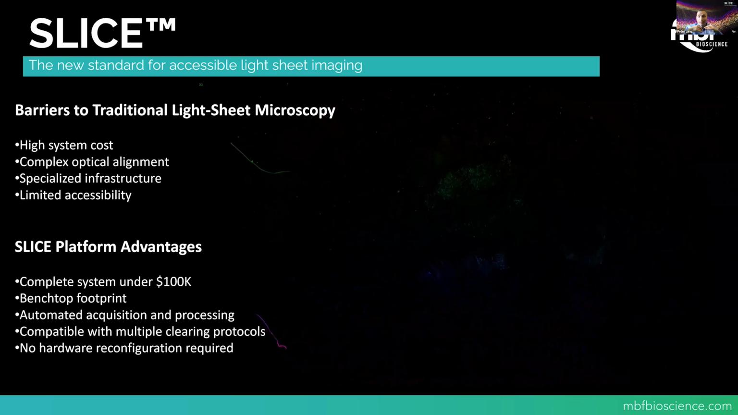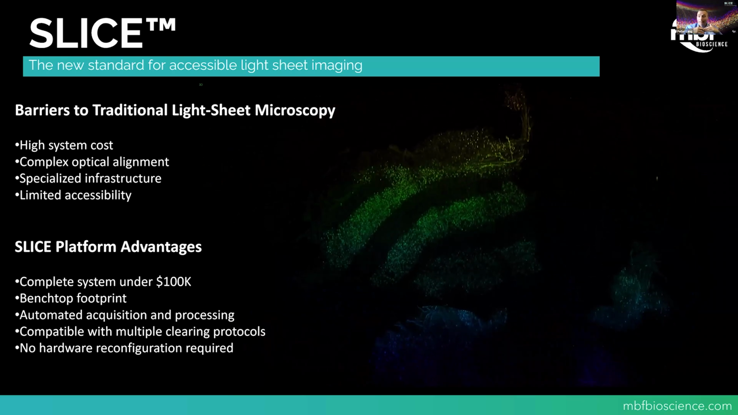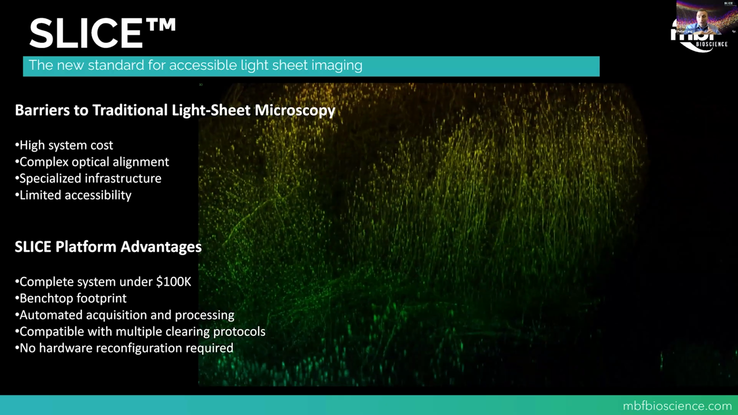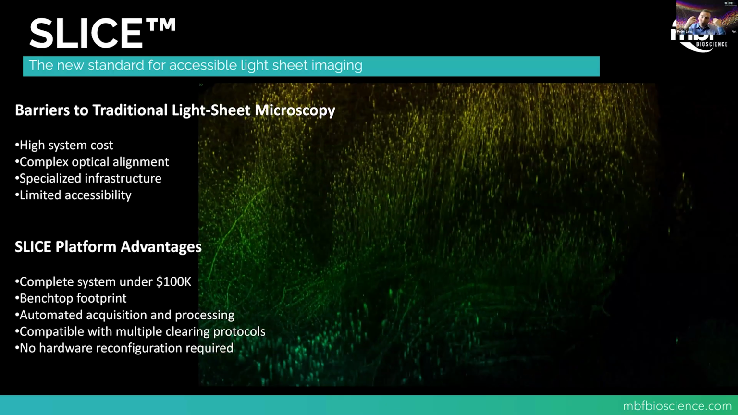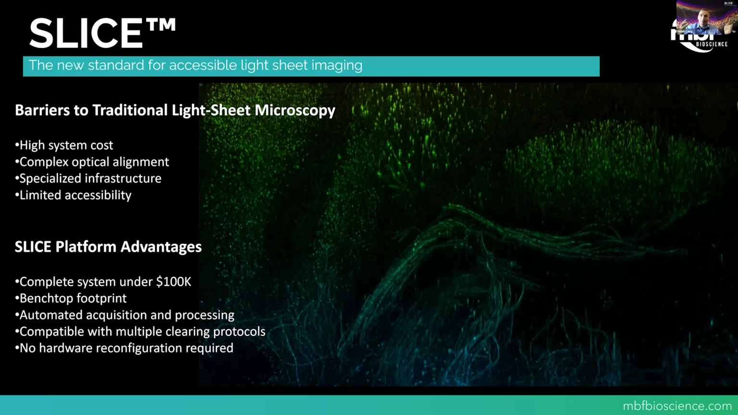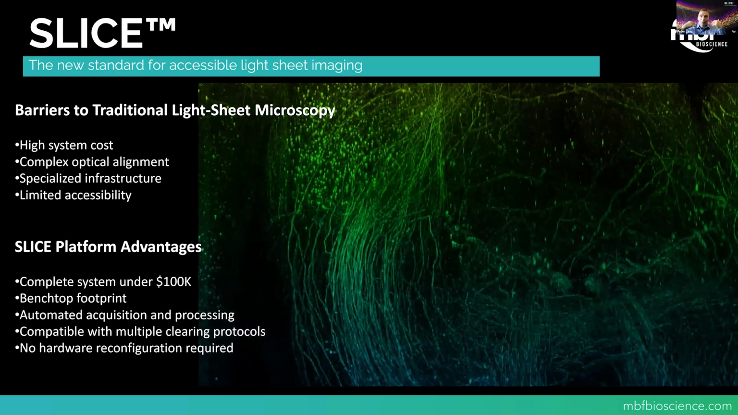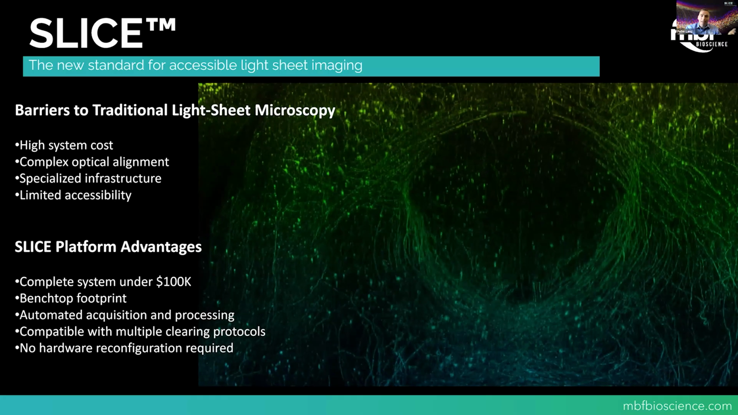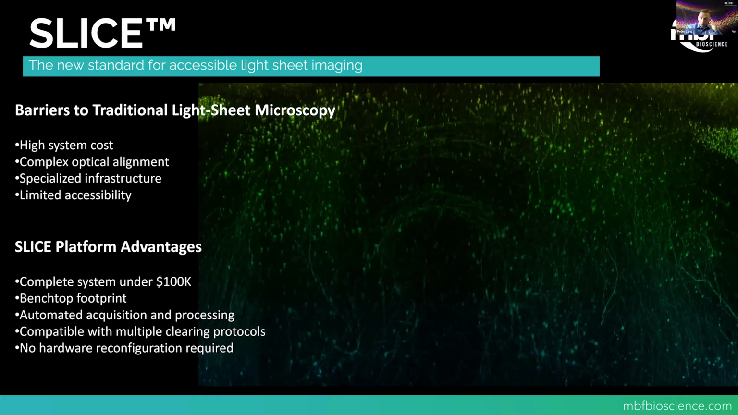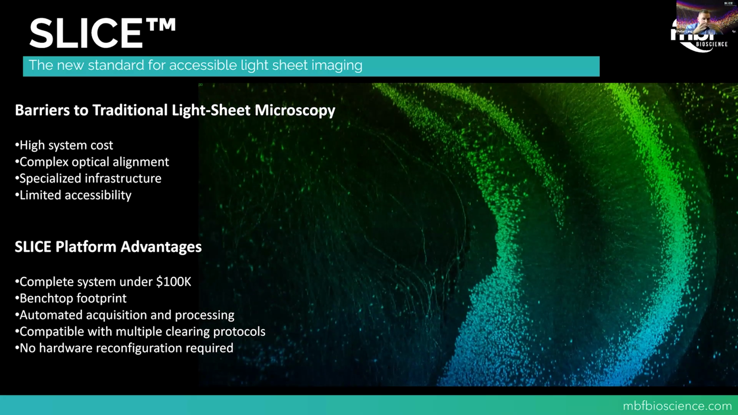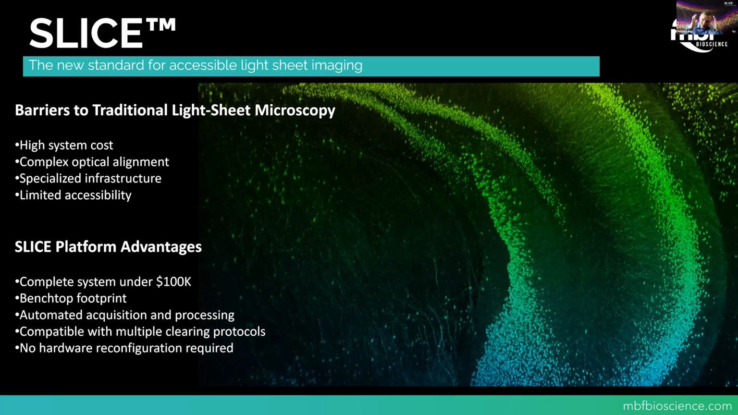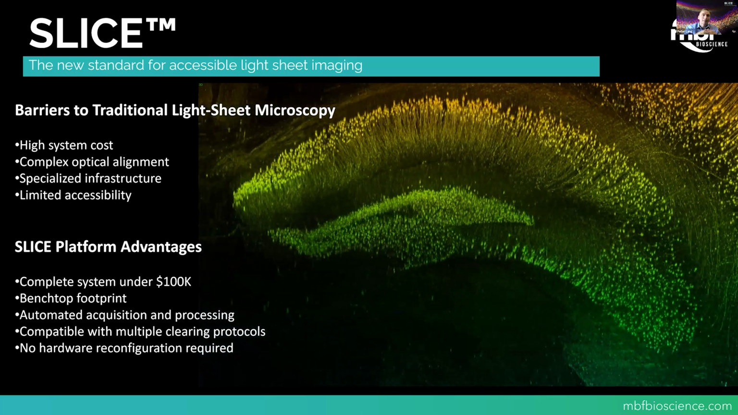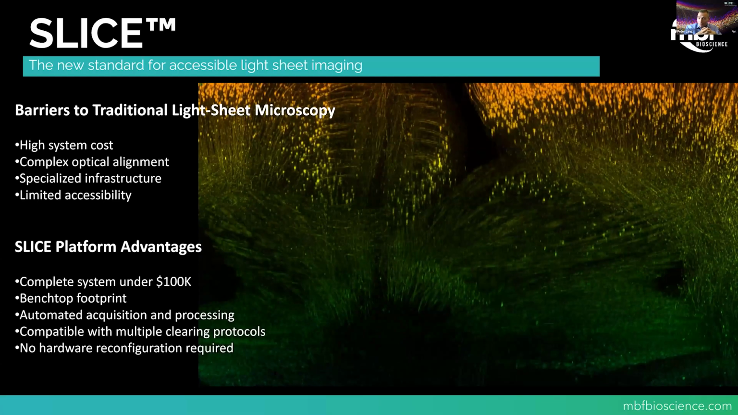The result is a system that really brings together high resolution volumetric imaging within the reach of many more laboratories. Effectively, we're looking at this system to be the workhorse system of your lab, similar to how a typical wide field fluorescence microscope is routinely used in your lab. You can now have your own personal light sheet system in your lab for roughly about the same cost.